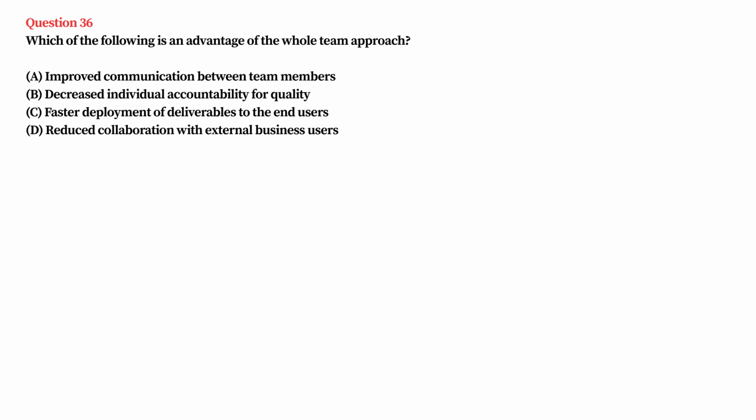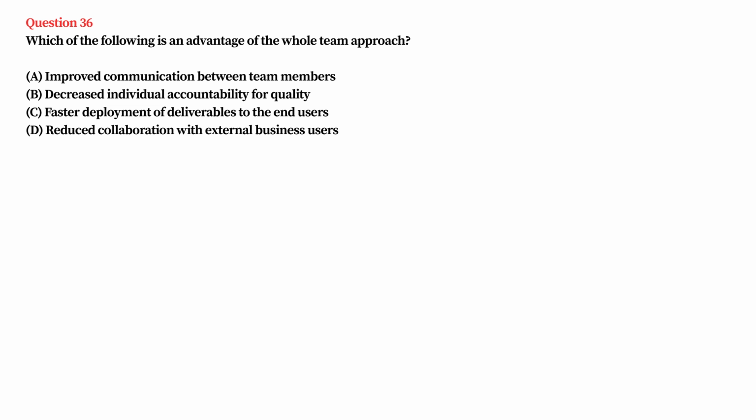Answer A is correct. The whole team approach promotes robust communication and collaboration between the team members. Answer B is not correct. While the whole team approach prioritizes collective accountability for quality, each individual team member is still equally accountable for quality.